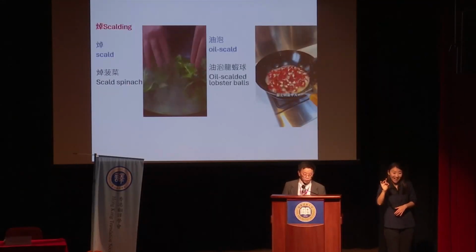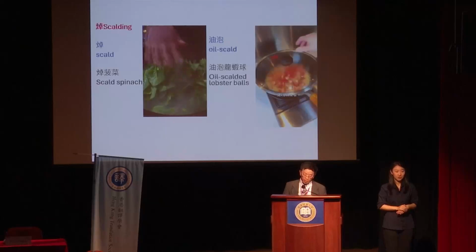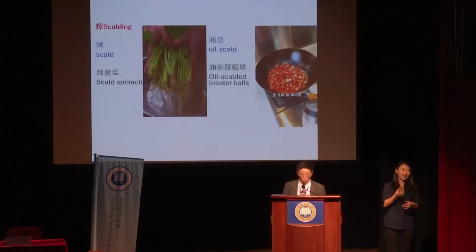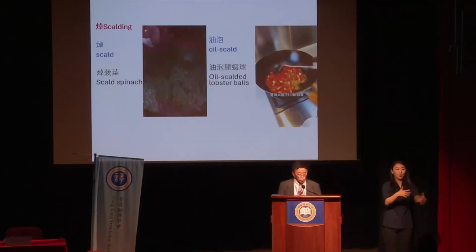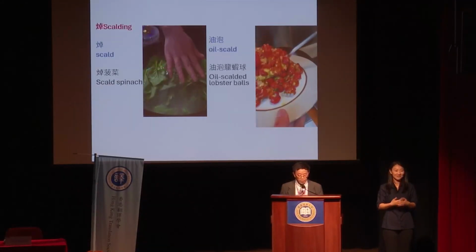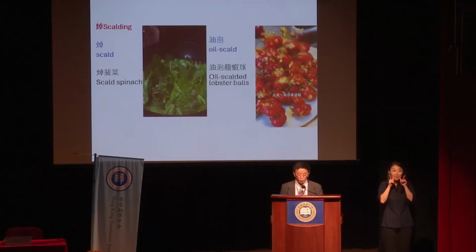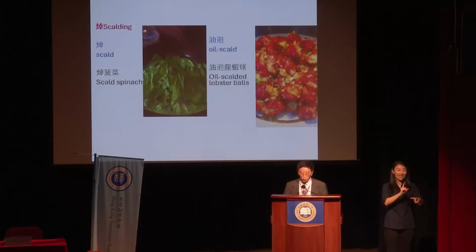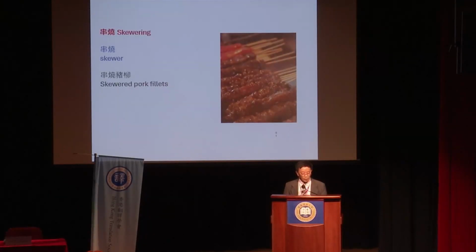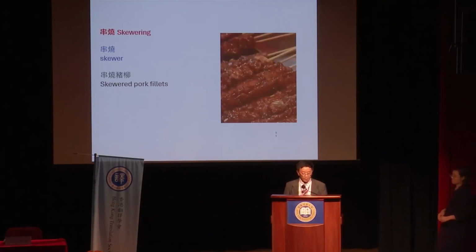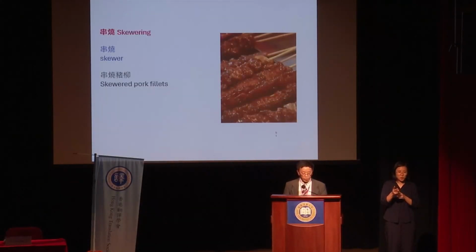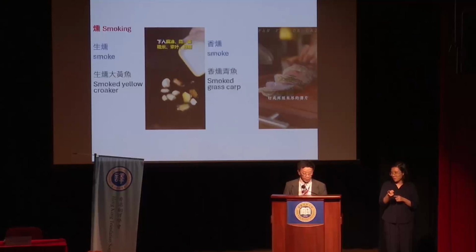And scalding is another cooking method. You can scald spinach, or you can 油泡, oil scald. Say one of the favorite dishes that we have would be 油泡龙虾球, oil scalded lobster balls, okay? Another method would be skewering. We do it 串烧, skewer pork fillets and things like that.